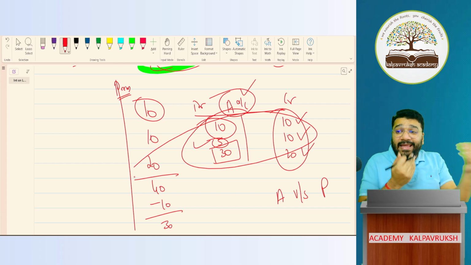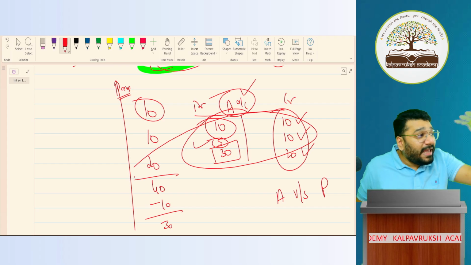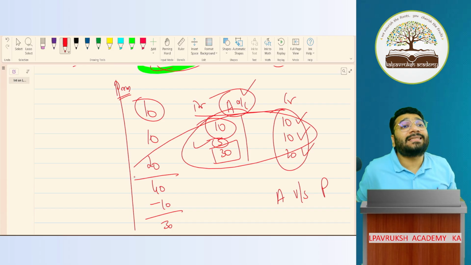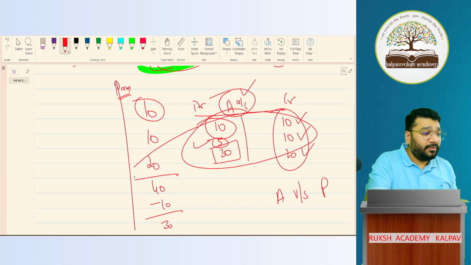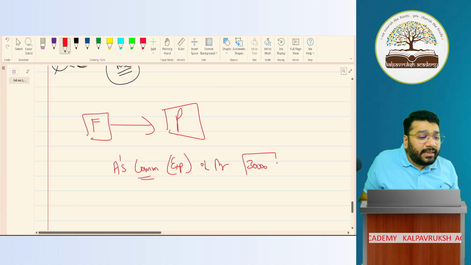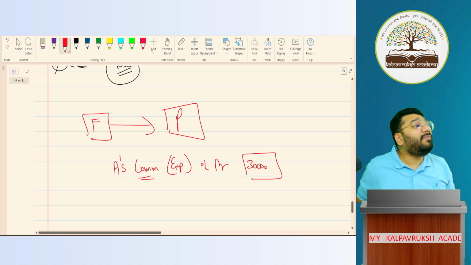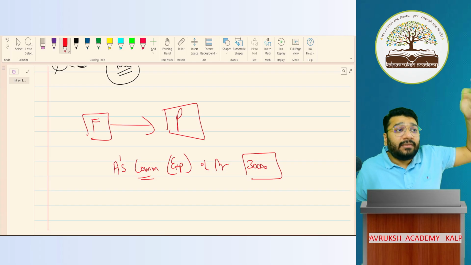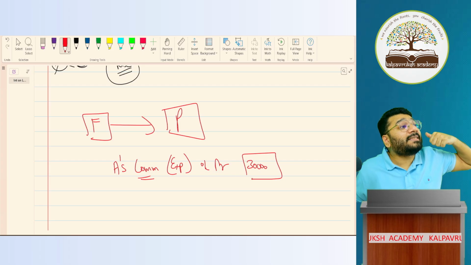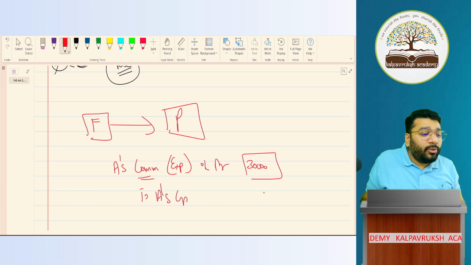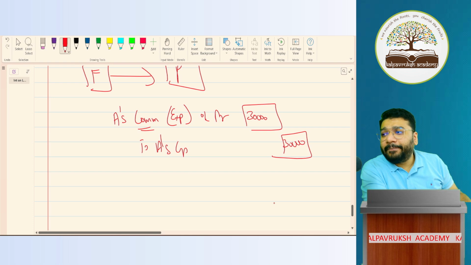So any give and take to be done between the firm and the partner, everything will be routed through one common ledger called the partner's capital or partner's current account. Got it? So please tell me, this 30,000 rupees, have I paid? No. When will I pay it? In future. So anything that I have to pay in future is a liability. That liability is routed through the partner's capital account. So who's the partner here? A. So to A's capital, 30,000. Any difficulty?